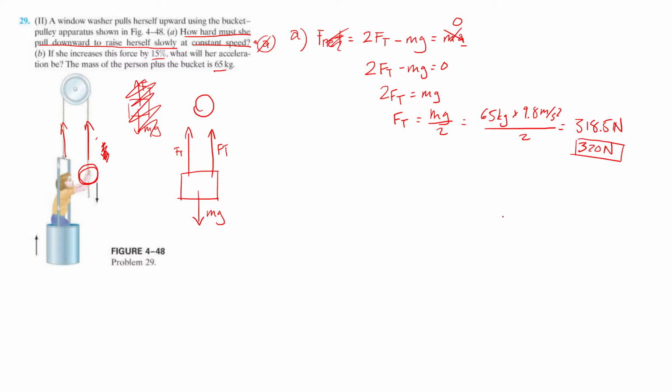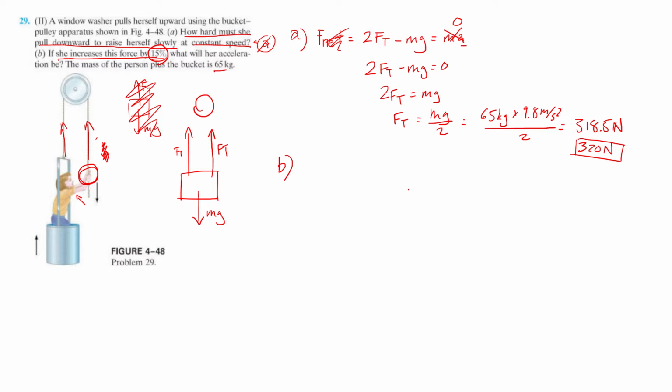I know it seems tricky, but this is how pulleys work. If both ropes on the pulley are connected to the same system, they reduce the amount of force needed. That's just how pulleys work, okay? Let's do part B. Meaning she doesn't have to be super swole to pull herself up, right? That makes a lot of sense. Part B is asking if she increases this force by 15%, what will her acceleration be?